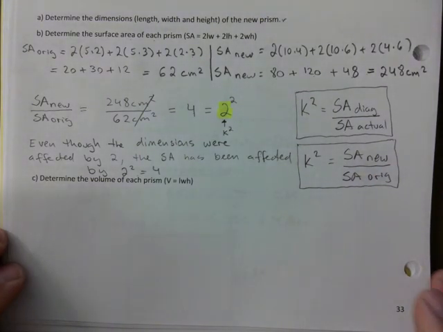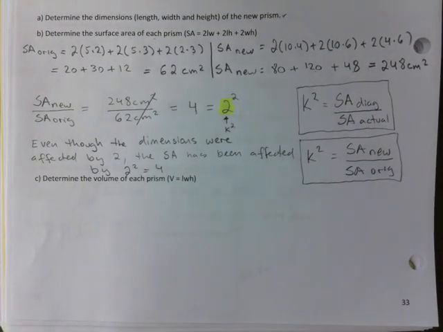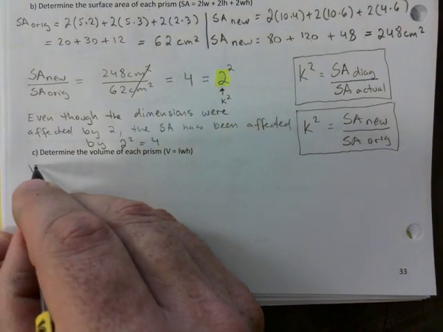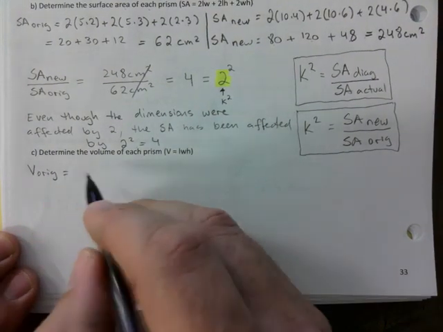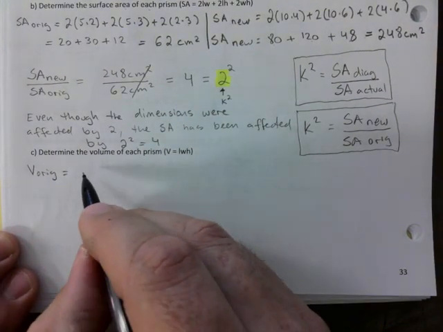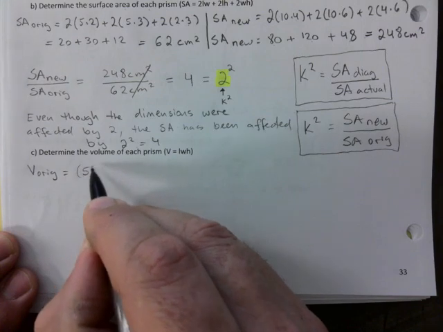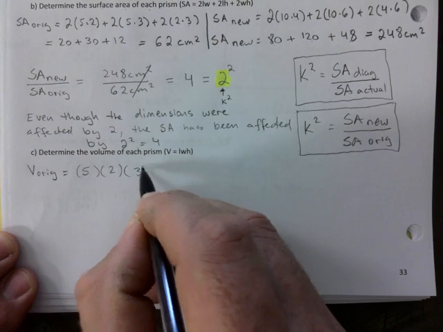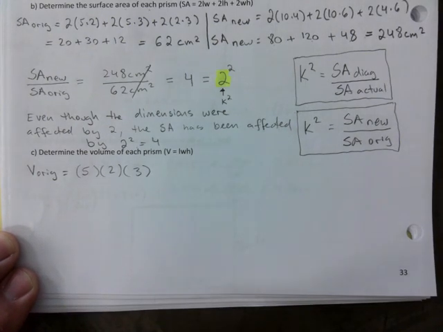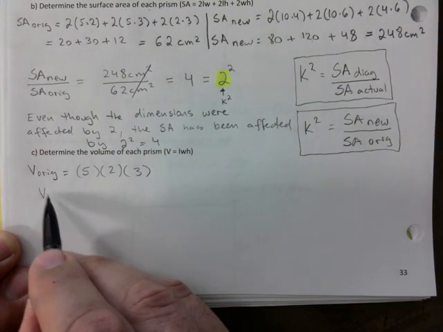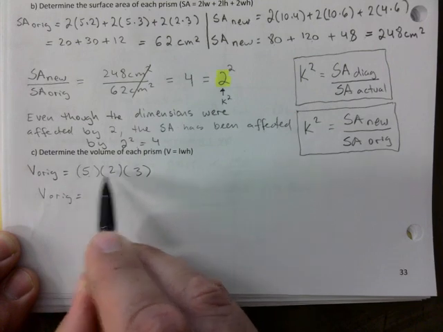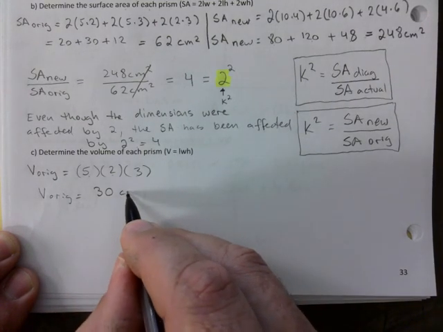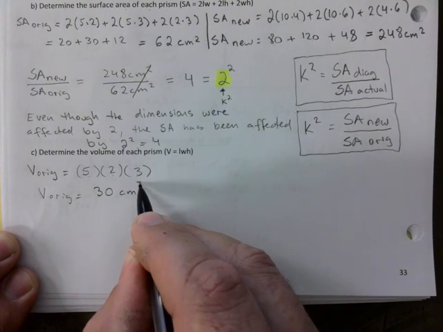So let's talk volume. Determine the volume of each prism. Volume of original, that's a lot easier. Length times width times height, right? So 5 times 2 times 3. Volume of original, 5 times 2 is 10, times 3 is 30. 30 centimeters what? Cubed.